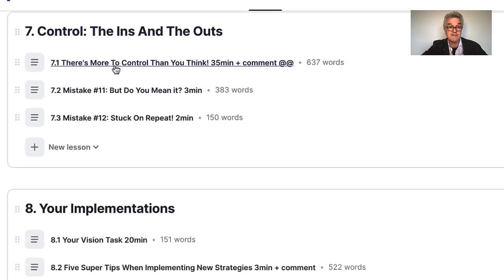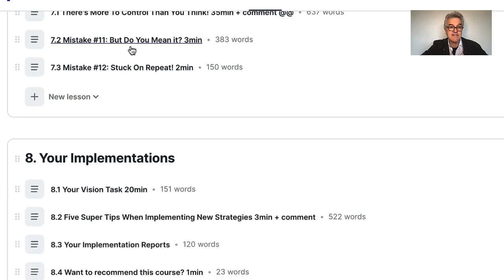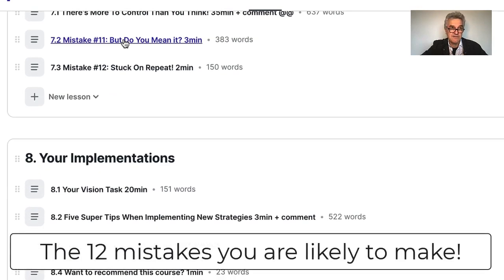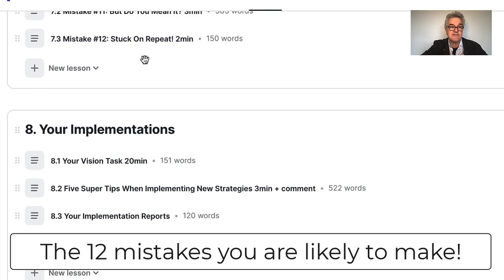Then we have a little section on control. What is control? How do we get control? Sometimes the ways we go about control kind of shoot ourselves in the foot. Another couple of mistakes. Do your students think you mean it when you give them instructions? So we talk a little bit about that. And then sometimes we use the same thing over and over for a particular instruction. That's some food for thought there.